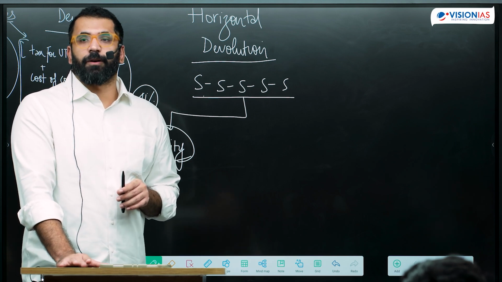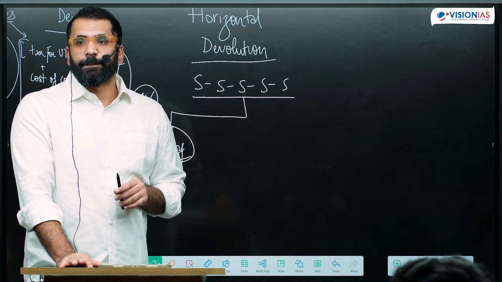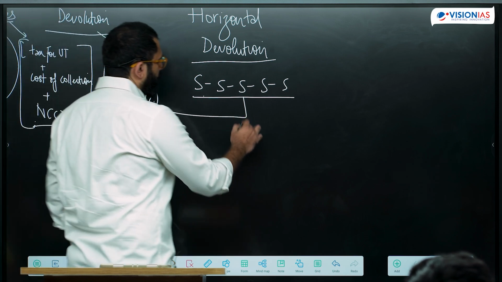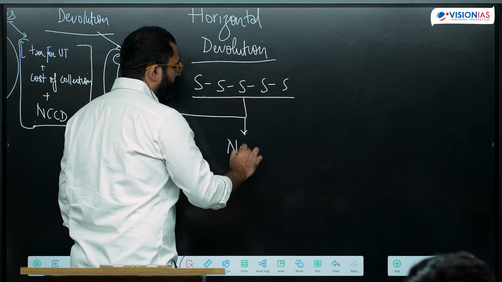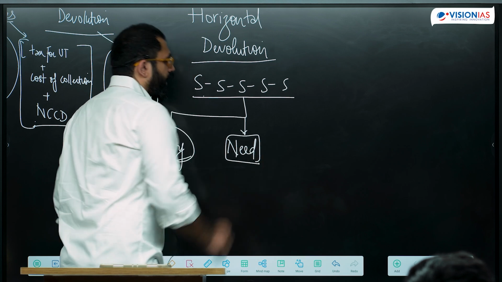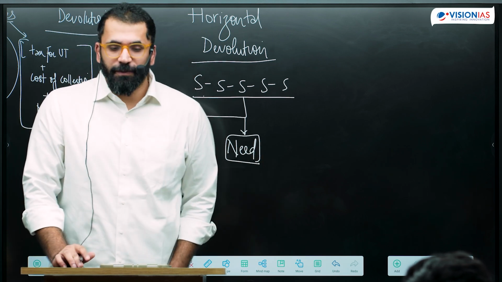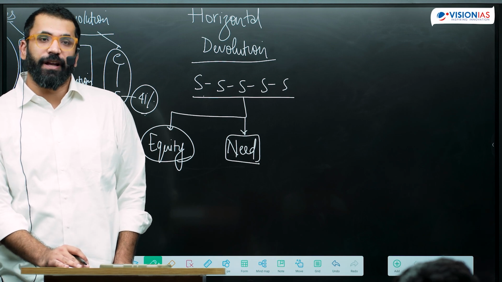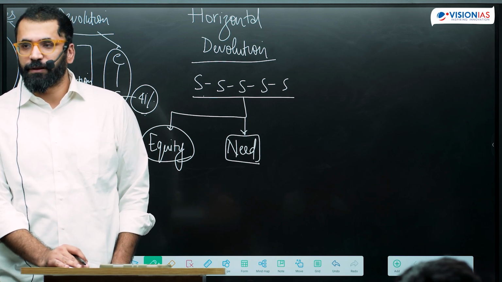Apart from population. Why population? Yes, so if you have more population, you need more resource. The principle governing this is the need principle. Those who need more. Why do they need more? Because maybe they have more area, maybe they have more population.